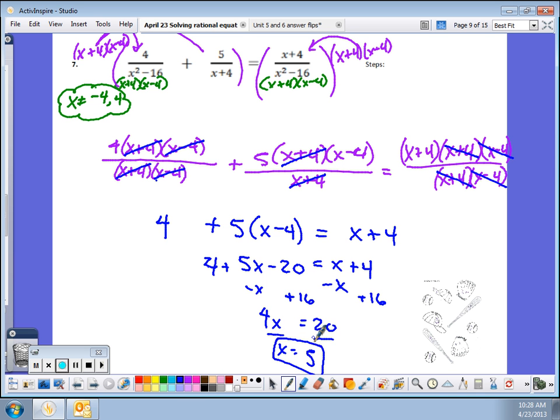But before I say yes, my answer is x equals 5, what am I going to do? Well, let me double check. Does it conflict with my restrictions? It's not allowed to equal negative 4, and it's not allowed to equal 4. That's okay. We're good. That is my answer. I can also plug it back in here and multiply this out. Everything should be equal. Both sides of the equation should be equal.